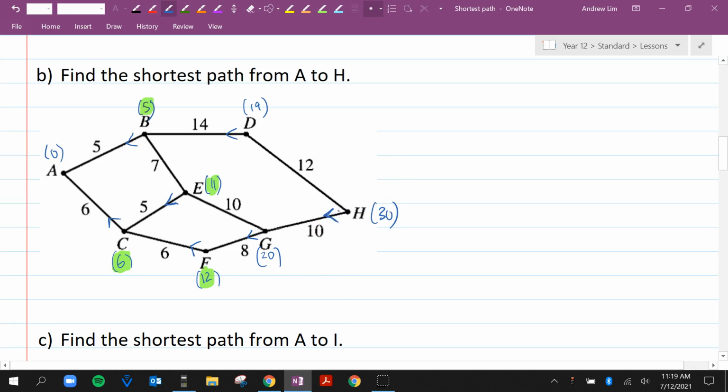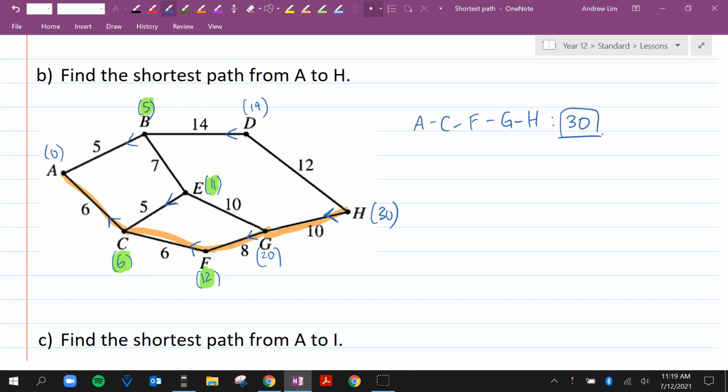And now that we've done that, we can highlight, follow the arrows, and that is our shortest path from A to H. So A to C to F to G to H, and that has a weight of 30. Every other method will be longer.